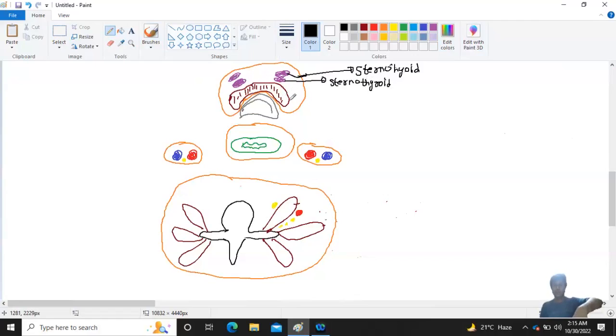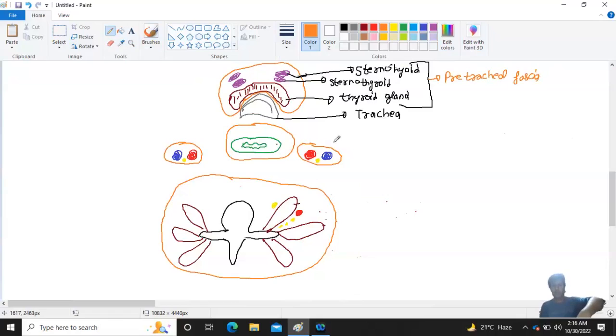Then this is the thyroid gland. This is the trachea, and this is the carotid sheath. First, we name this fascia. All these structures are covered by this. I am marking the fascia in orange color. This is called the pretracheal fascia. Then the trachea is not covered.